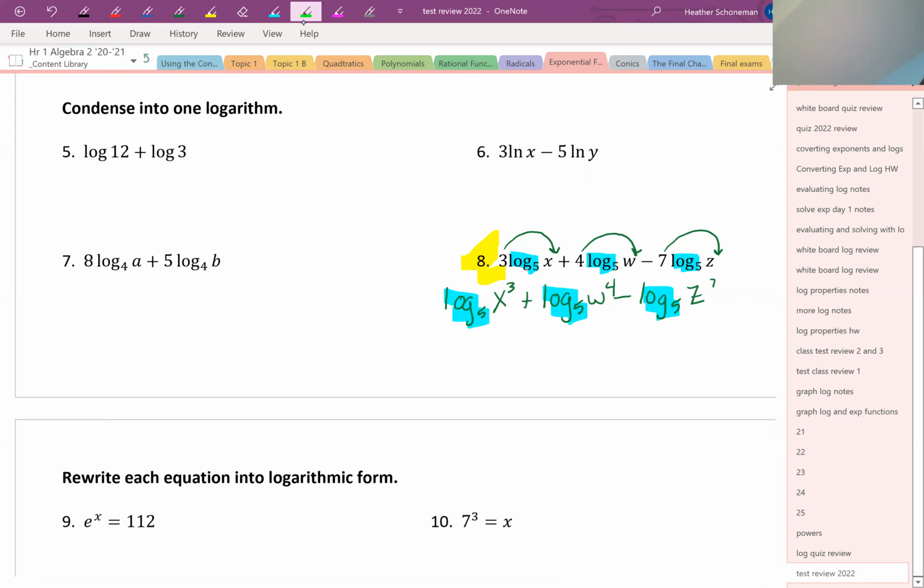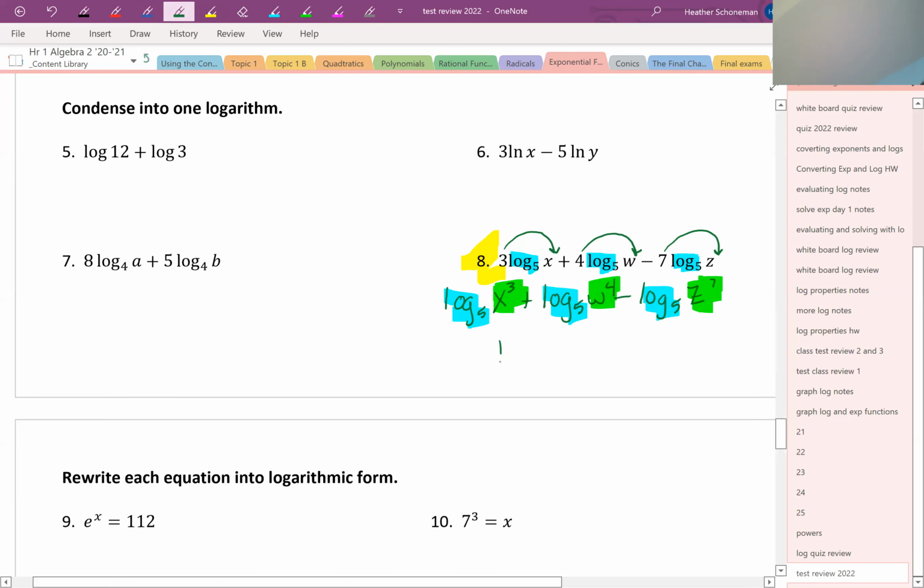Now I am working with this part. So now that I've got it with the exponents moved, now I can condense it into one thing. And when you condense it, you're only going to write the log or the natural log one time. So I have the log base 5. The first two are added together, and when you add them, that's multiplication. So it's going to be x cubed w to the 4th. And then it says minus, so that means divide, and then you have z to the 7th on the bottom. So I took everything that was in green and combined it into one thing right there. So that's how you get your final answer.